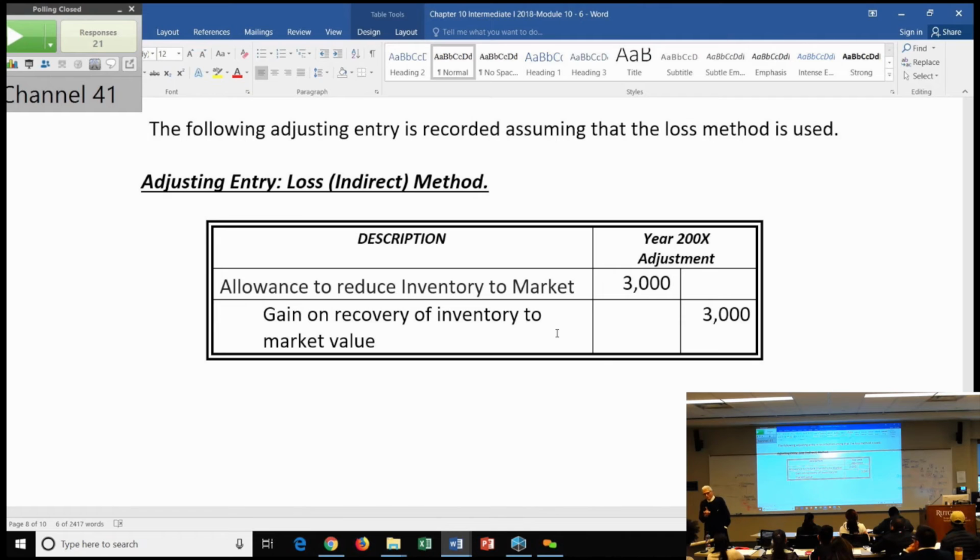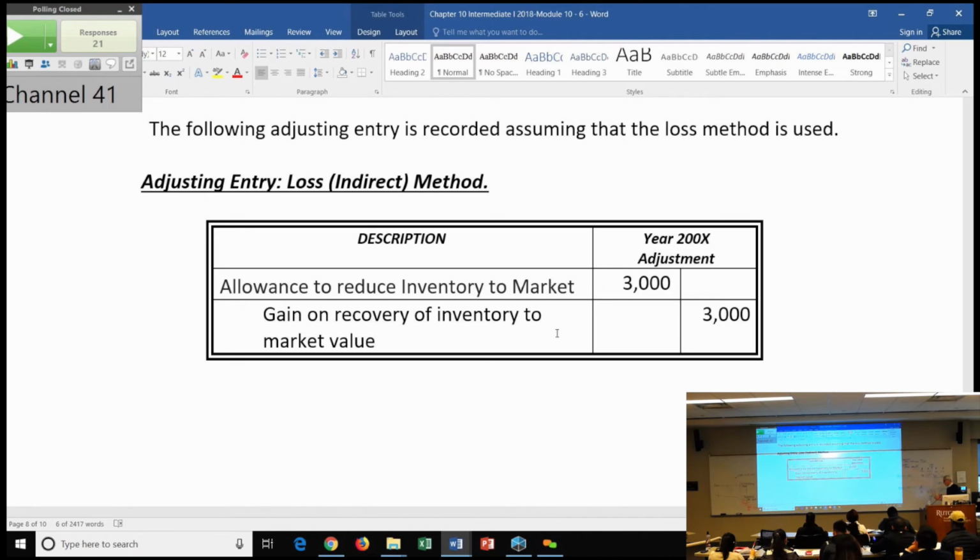US GAAP really doesn't want this to happen, but as a byproduct of using either the allowance for bad debts or an allowance for LCM, it's going to happen. There's no other option. You have no other option here but to take that into income. Some might argue you could take it into other comprehensive income. Some might argue you could take it directly to retained earnings. But most often it's going to run through net income. Okay. All right, so that's all I have to say on LCM.